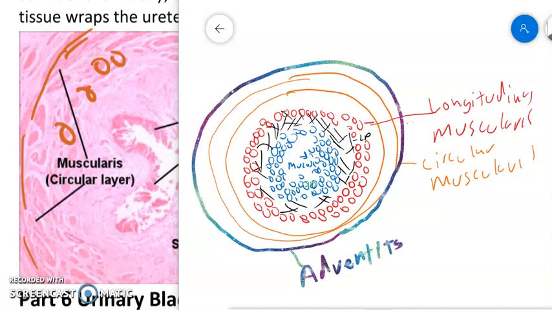And that's our histology. So we've already looked at transitional epithelium in the urinary bladder. I don't see a reason to make you do that again. So we are all done.